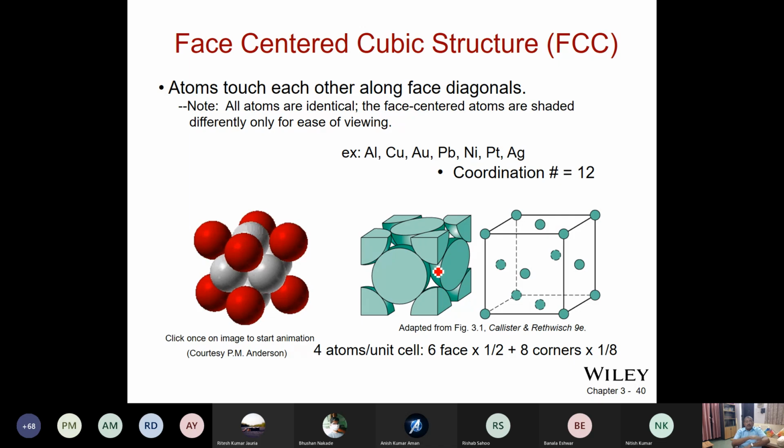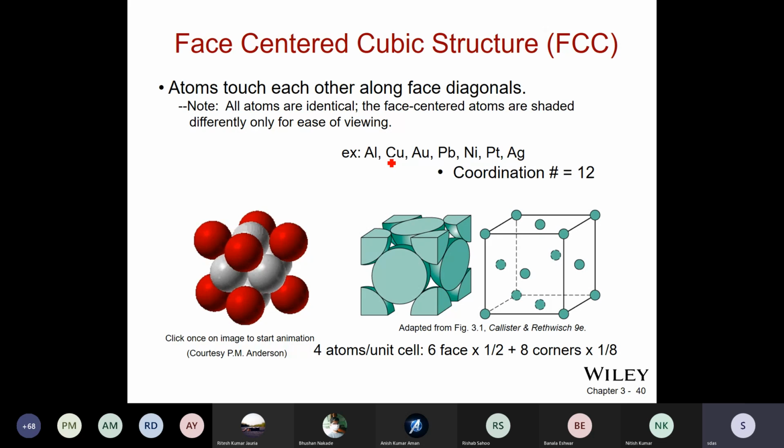There are 8 corner atoms. 1/8 into 8 equals 1. So 3 plus 1 makes 4. There is no body center position. So the number of atoms per unit cell of face-centered cubic is 4.